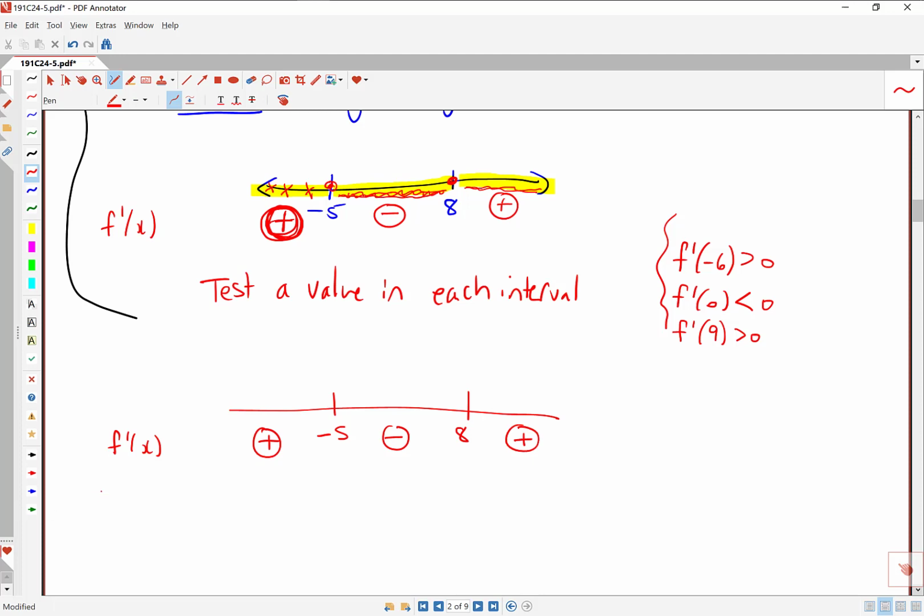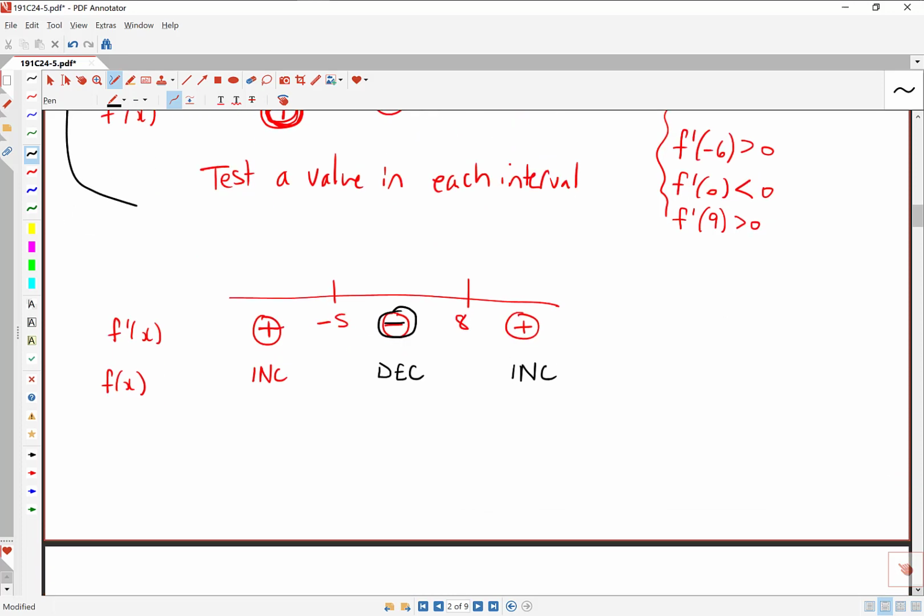And then what we usually do underneath that is we just write down, what does that mean for our function f of x? So remember that if f prime of x is a positive number, that means that our function is increasing. And if f prime of x is a negative number, as we've got in this middle interval here, that means that f of x is decreasing. Okay, and then for the third interval, we're in the other situation, f prime of x is positive, so that tells us that our function is increasing.